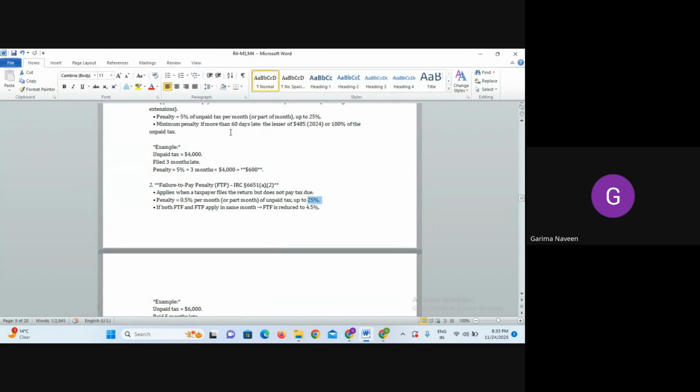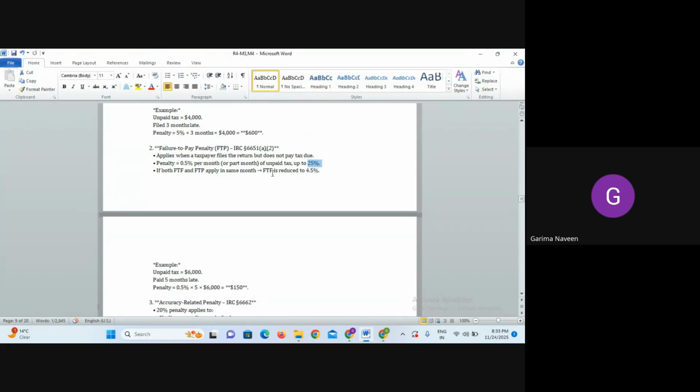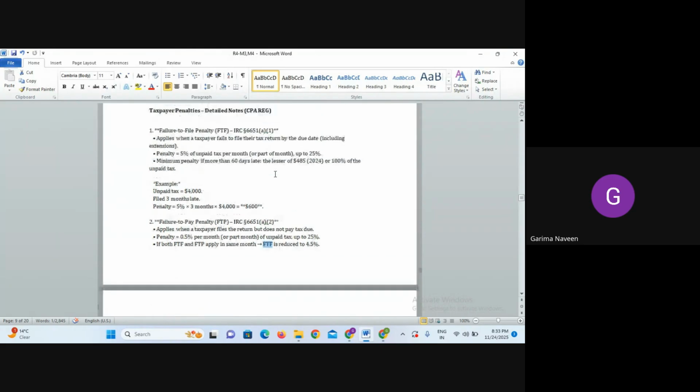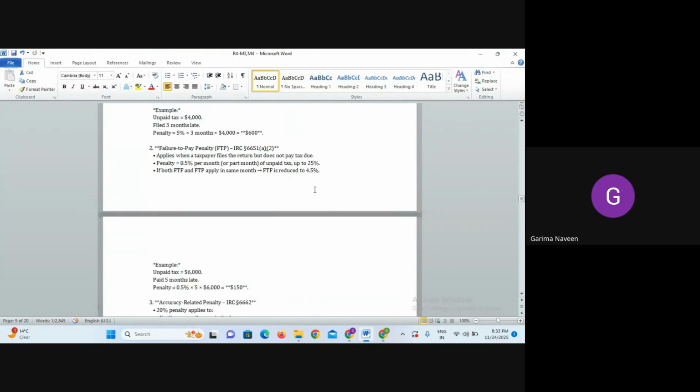In case you fail to file a tax return as well as fail to pay any taxes, that means both penalties apply. In that case, your failure to file penalty will be decreased by 0.5%, means it goes from 5% to 4.5%. Okay.